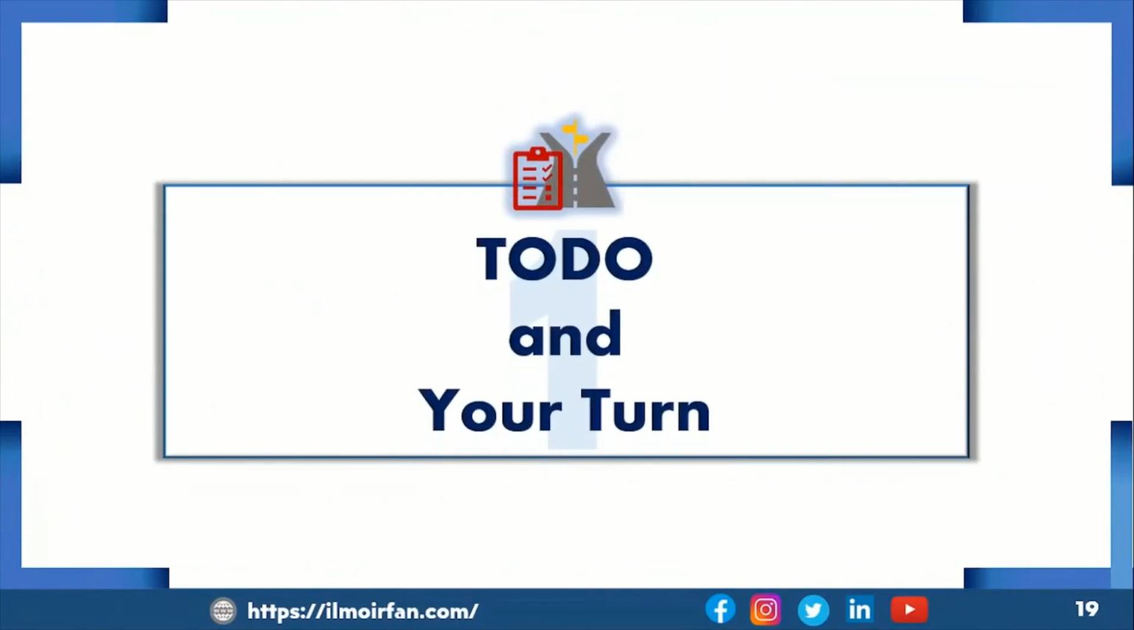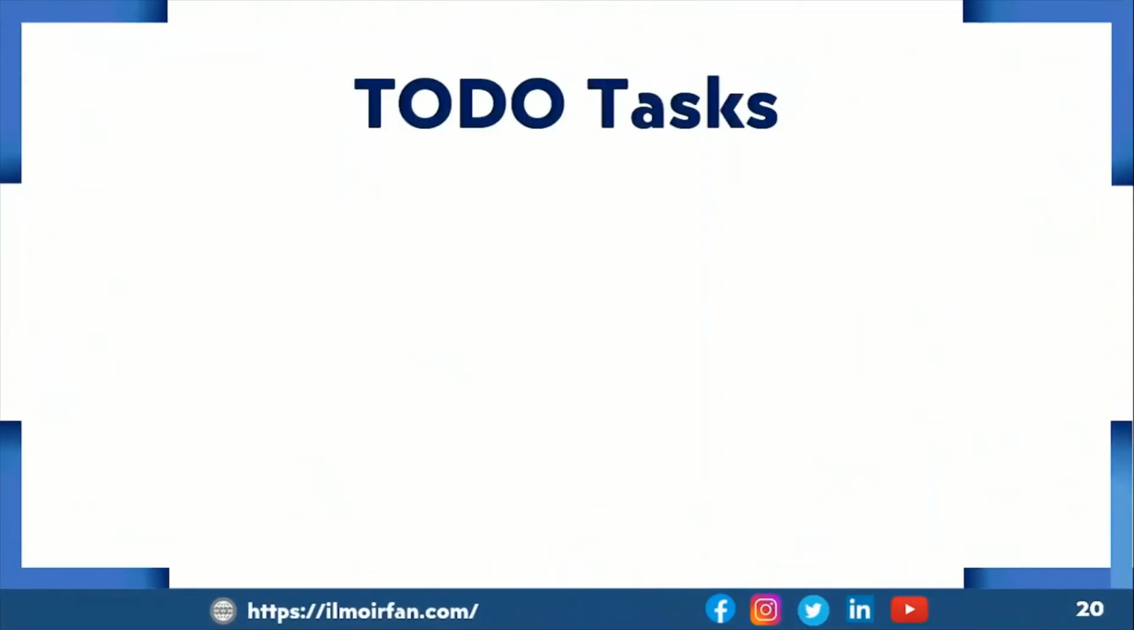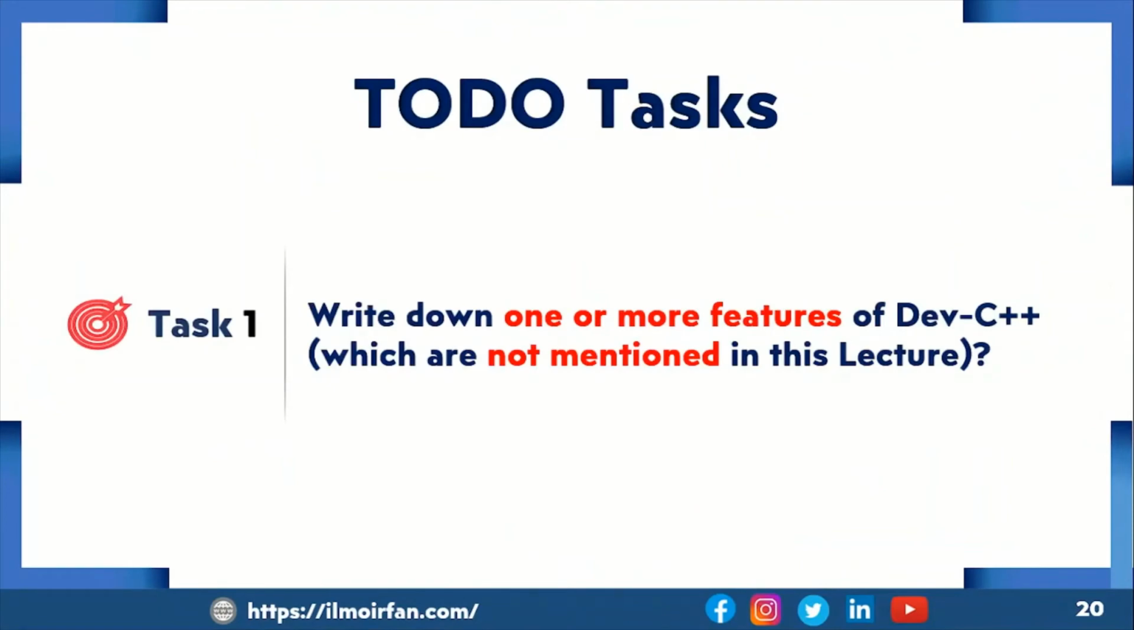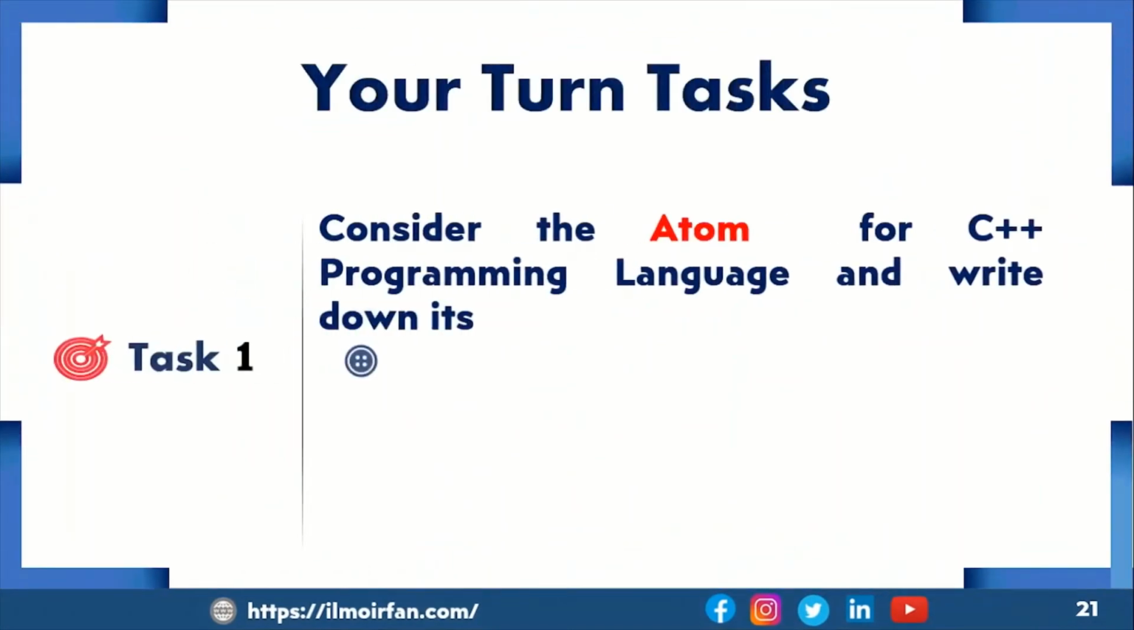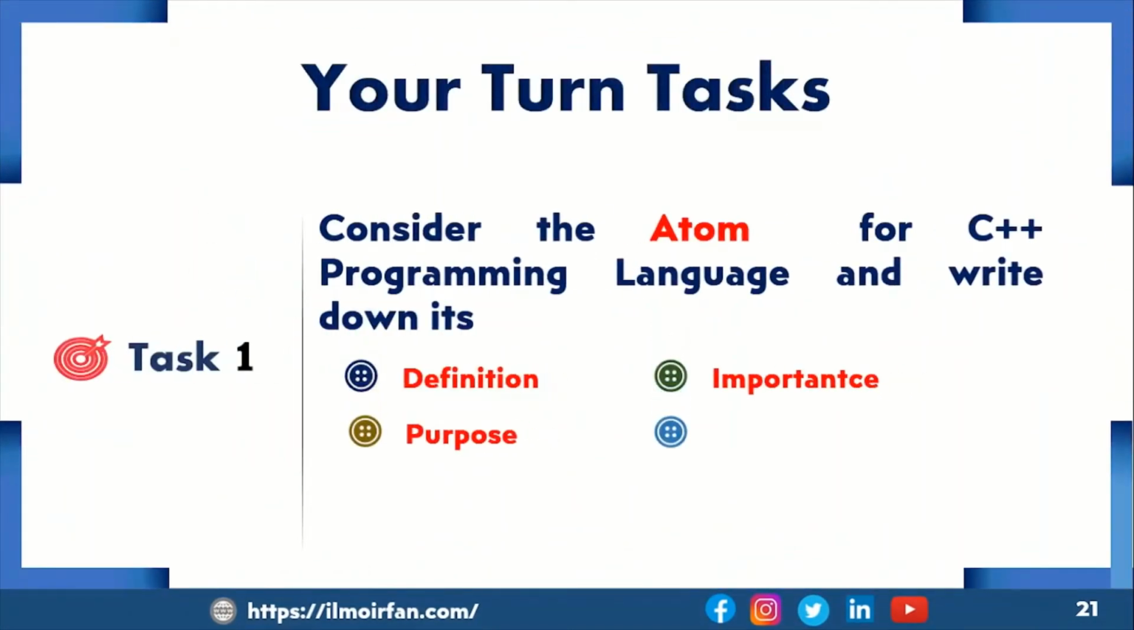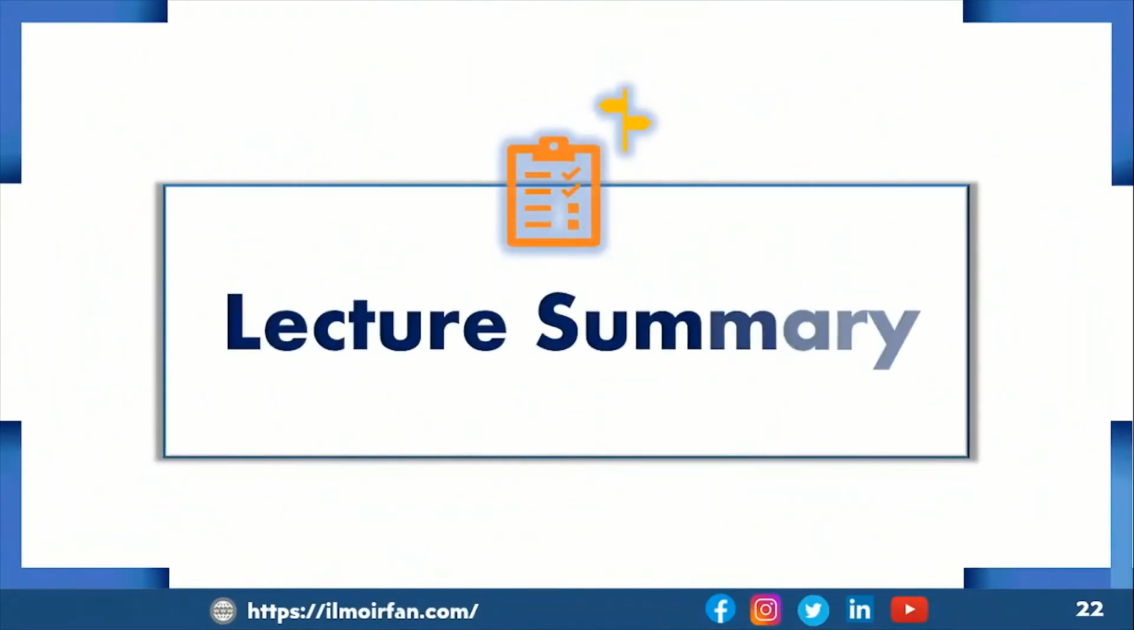To do and your turn. The to-do task for this part of the lecture is to write down one or more features of Dev C++ which are not mentioned in this lecture. Your turn task is to consider Atom for C++ programming language and write down its definition, purpose, importance, main features, and system requirements.